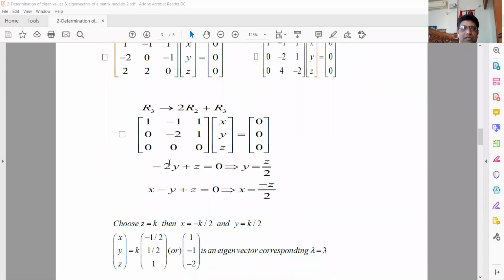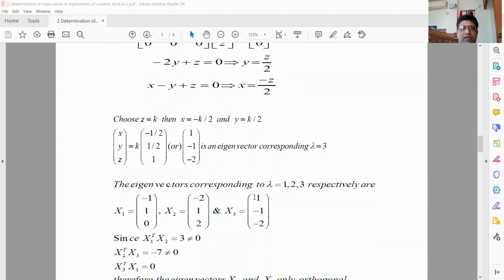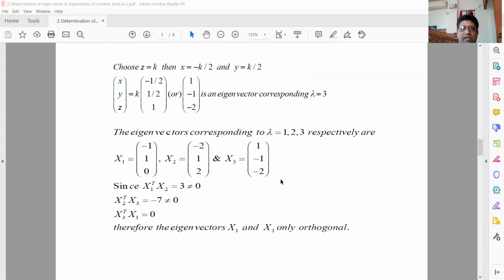So from this, by back substitution, I will get minus 2y plus z is 0. From this, y is z by 2. Similarly, x minus y plus z equals 0. From this, x equals minus z by 2. So I am selecting z is k. Then x is minus k by 2, y is k by 2. So the third eigenvector we got is 1, minus 1, 2. So the eigenvectors we got for the corresponding eigenvalues are these three.